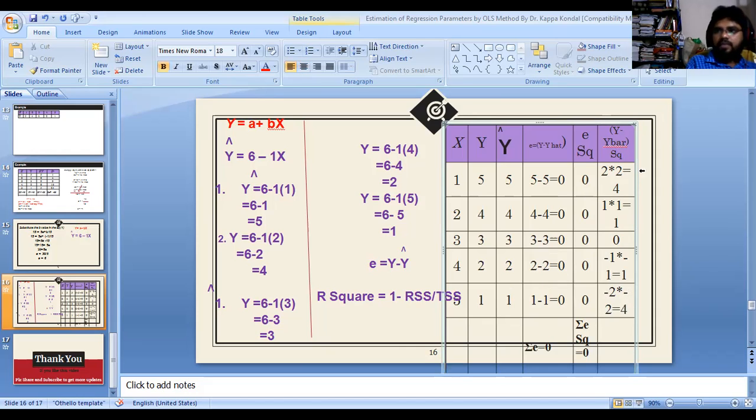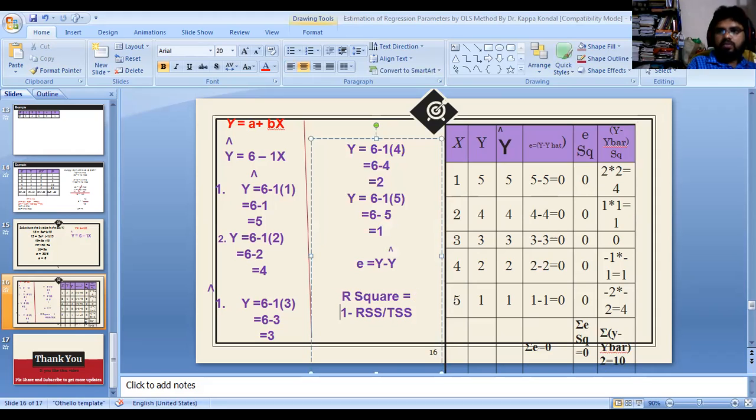So when you add all these values, you will get the sum of (y minus y bar) whole square is equal to 10. So when you substitute into the formula, R square is equal to 1 minus RSS by TSS. RSS is nothing but the residual sum of squares, that is the sum of error squares. How much did we get? 0. So 0 by 10 is 0, and 1 minus 0 gives R square equal to 1.